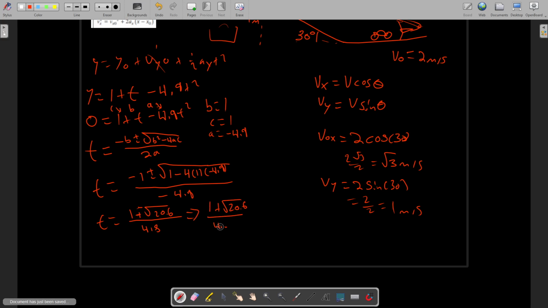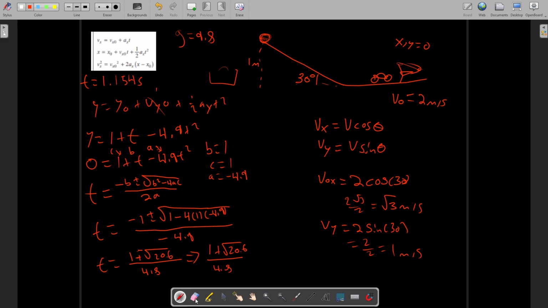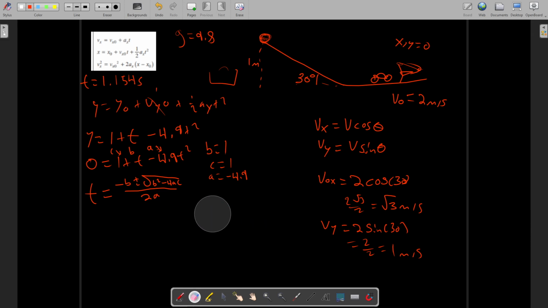over 4.8. So what is that going to be? Let's see, 1 plus the square root of 20.6 over 4.8. We get t equals, let me write it up here, 1.154. Let's just say that, seconds, because it's going to be in meters and seconds, just because that's what these equations were made from. So let's erase all this work.